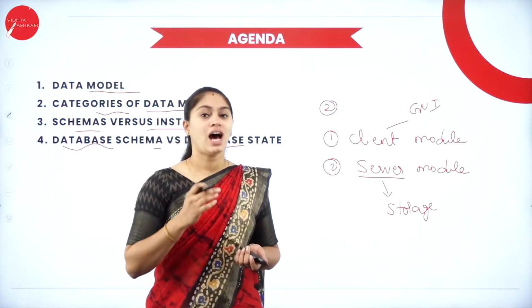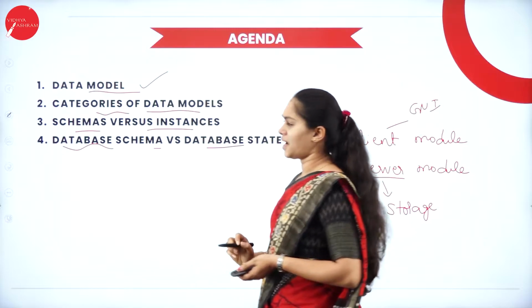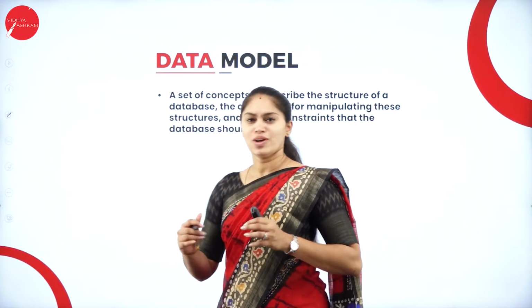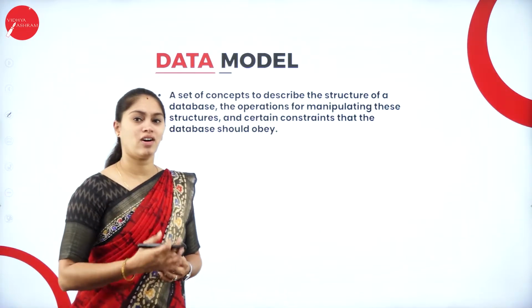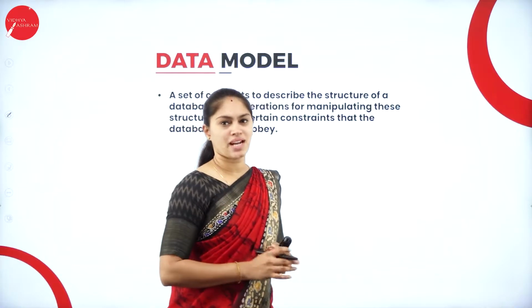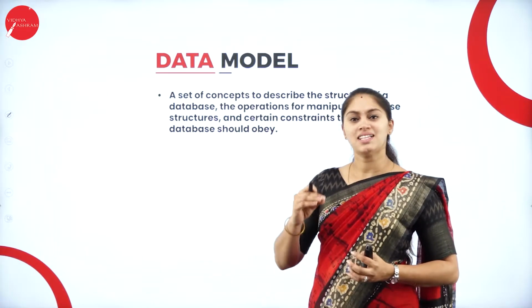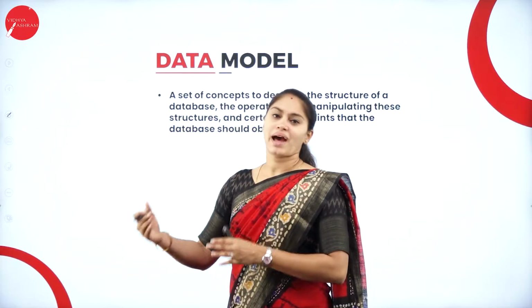In order to understand the architecture, we have to understand the data model first. So now we'll see about the data model. We are familiar with the term data abstraction. I have already discussed data abstraction in my last sessions. So what do you mean by data abstraction here? It's a process of representing essential detail by hiding background detail.